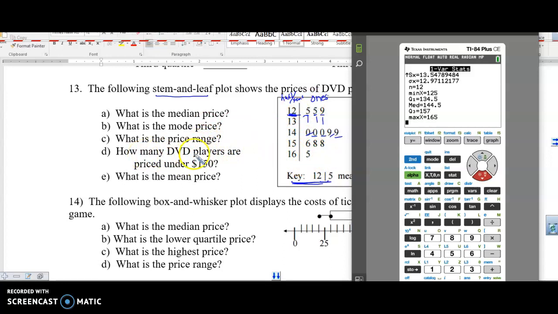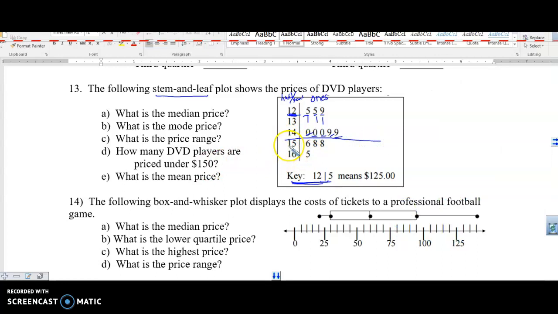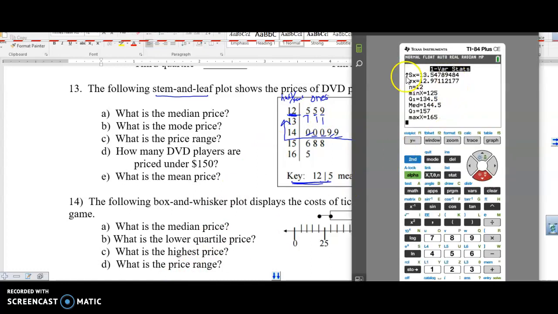Then it says how many DVD players are priced under $150. So right here is where we start getting to $150, so all of these above it are less than 150. Let's count them. We have 1, 2, 3, 4, 5, 6, 7, 8 that are less than 150. And then let's look at our mean. Remember, we can go back up here to the top. The mean is 144.5. So the mean and the median happen to be the same number.